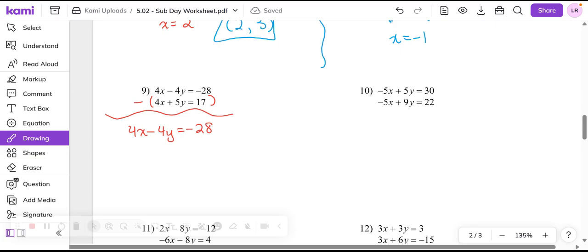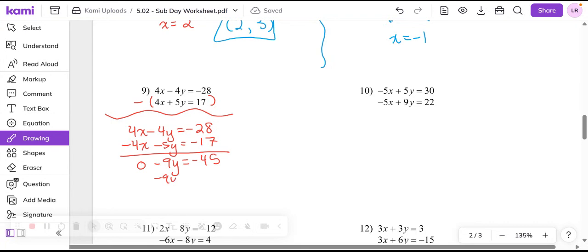So if I'm subtracting 4x, that's going to be a negative 4x. If I'm subtracting 5y, it's going to be negative 5y. If I'm subtracting 17, it's going to be negative 17. So I'm just showing what I'm doing, and now I can just put these together. 4x minus 4x, that is 0. Negative 4y minus 5y is negative 9y. And negative 28 minus 17 is negative 45.